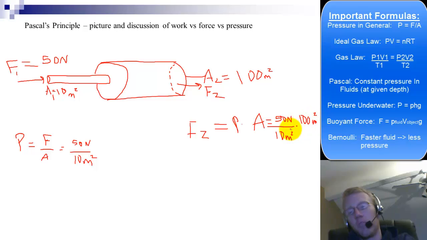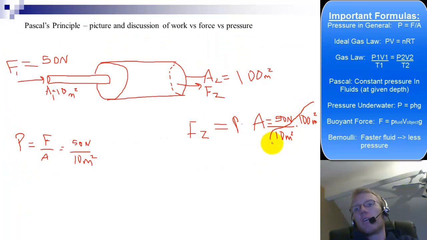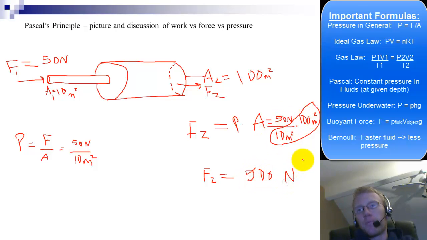And again, this matches the same formula. I'm going to go back. This formula right here, the force exerted outward equals the force exerted inward times the ratio of the areas. So this right here is the ratio of the areas. So the force 2, it's 10 times bigger, because 100 divided by 10 is 10. It's going to be 500 newtons.